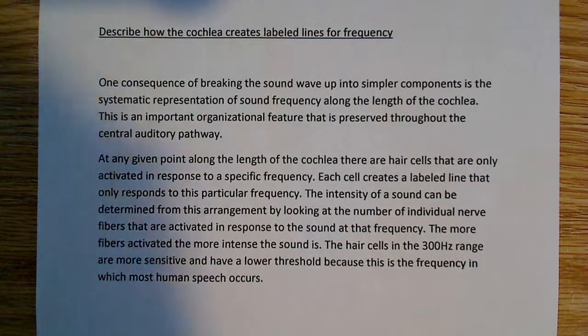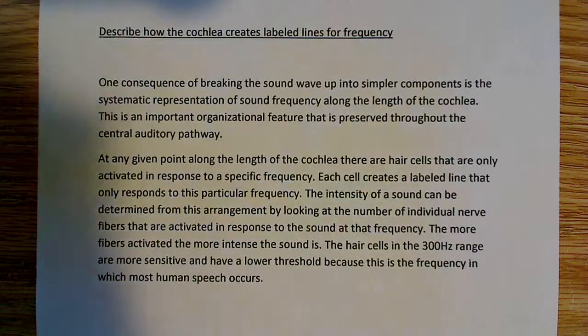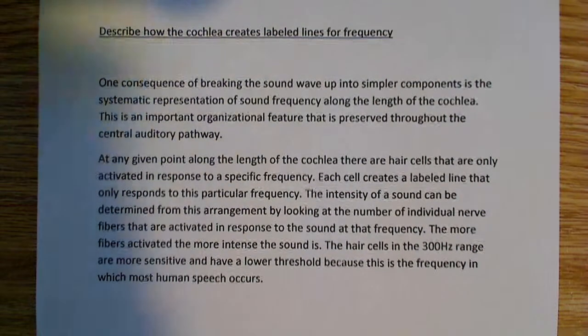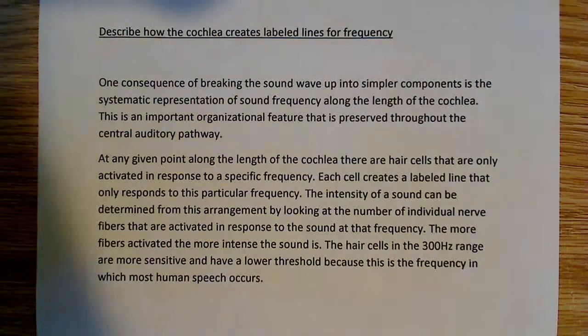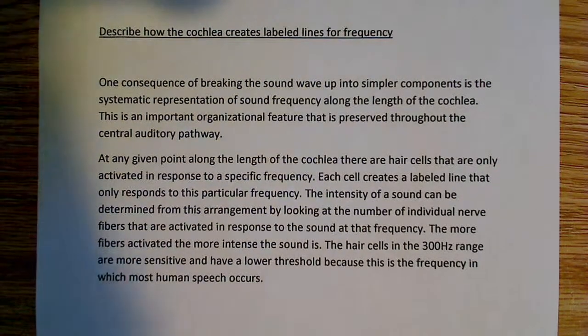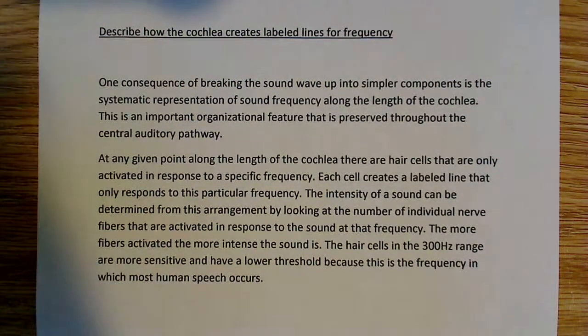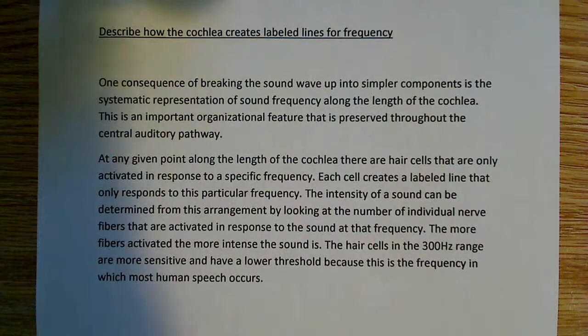Okay, I want to describe how the cochlea creates labeled lines for frequency. One consequence of breaking the sound wave up into simpler components is the systematic representation of sound frequency along the length of the cochlea. There's an organized manner in which frequency is represented along the length of the cochlea. That's one thing I want you to understand.